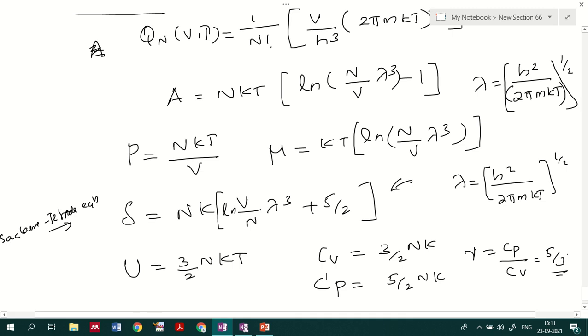So in that way I could say that the whole idea of a classical ideal gas can be explained by canonical ensemble theory as well. In the next class we will be discussing the harmonic oscillator as an example, and by taking that example we will explain canonical ensemble theory.